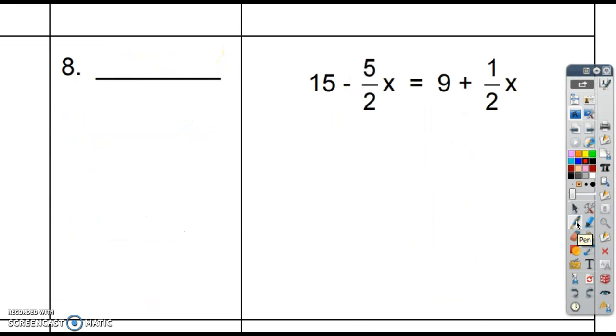So the next problem I'm doing is number 8. Again, I'm separating my signs, drawing the line through the equal sign. The first step I need to do is see if I have anything to distribute. No parentheses. On this side, do I have anything to combine? No. What about this side? No. The next step is we're going to move the smallest variable.